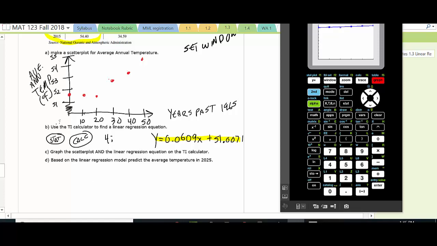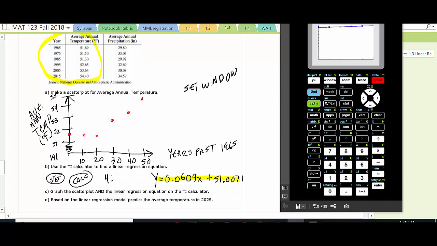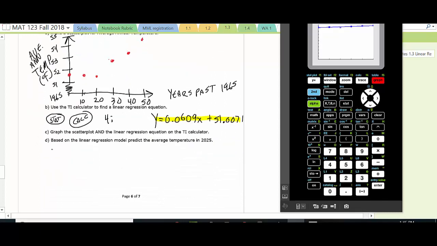Okay, so remember, what year did we start at on this? 1965. So what you would do with this is 2025 minus 1965. Okay, so that's what, 35, 45, 55, that's 60 years? Yeah, that's right, isn't it?